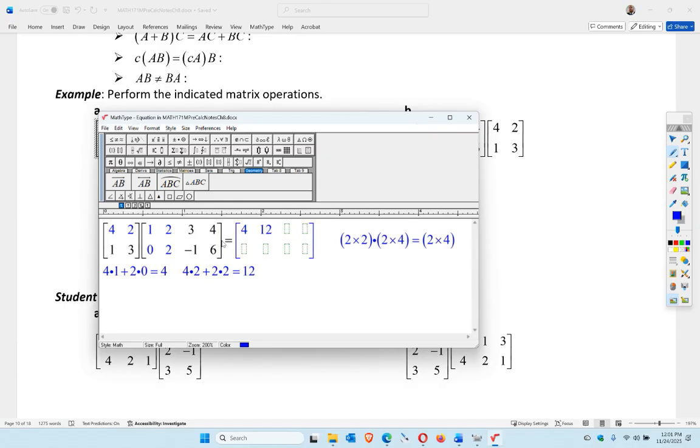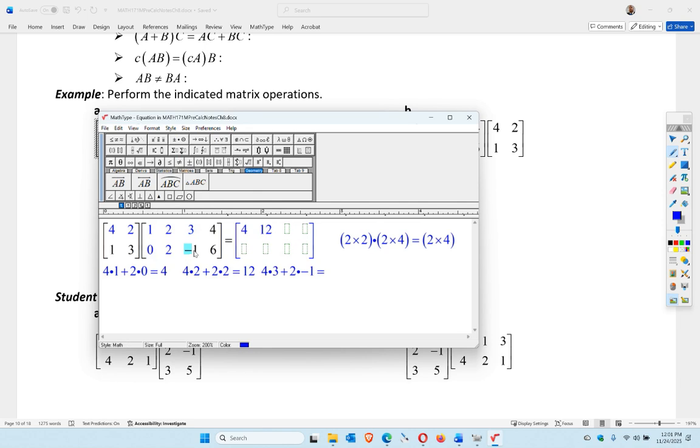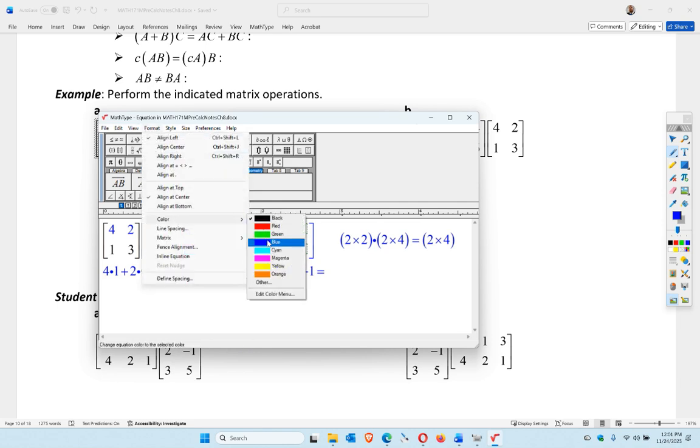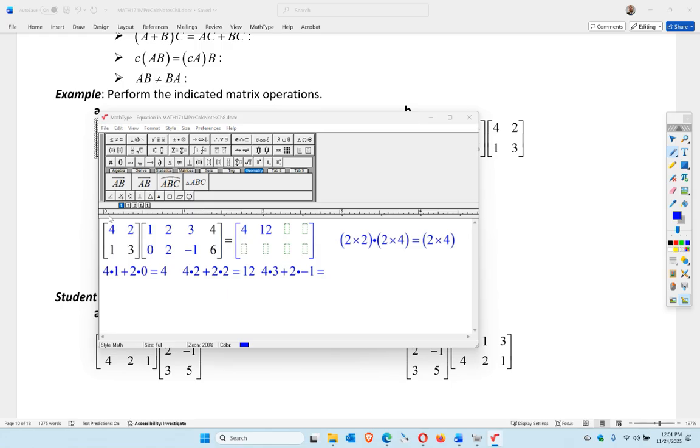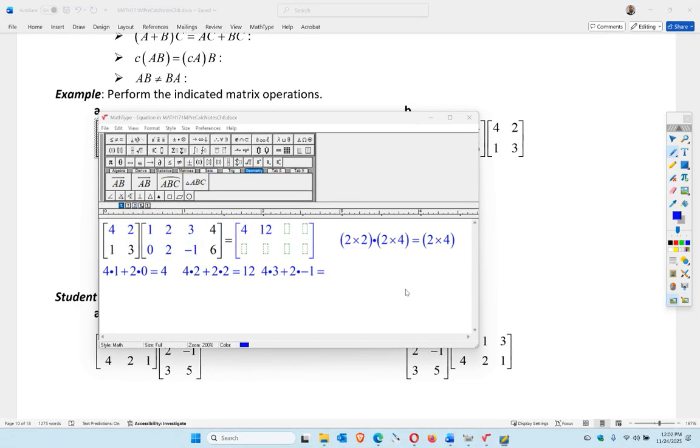Okay, so next one, 4 times the 3 plus the 2 times the -1, right? So format color blue, format color blue. Essentially what I'm doing is 4 times 3, 2 times -1. So this is the top row and the third column. So I'm figuring out this number right here, basically. Okay, so that's 12 minus 2, so that's 10?